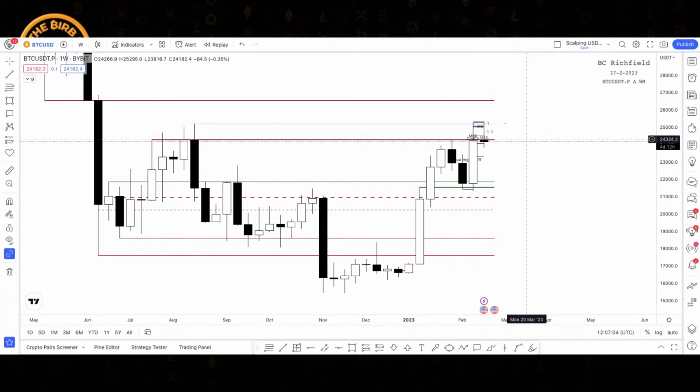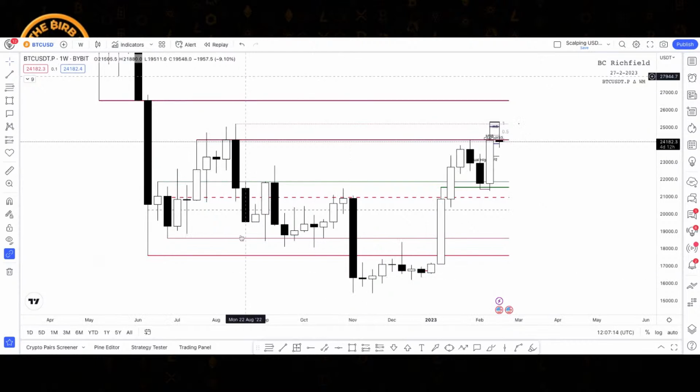Love doing the naked charts and then building them all up, but I just thought someone might get value in seeing how I'm seeing it on the lower time frames as well. So this is our larger range. This is a key level for me as well, right?